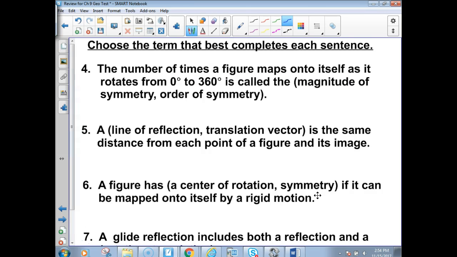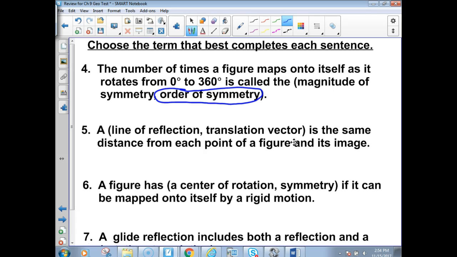Choose the term again that best completes each sentence. The number of times a figure maps onto itself as it rotates from 0 to 360 is called the number of times is the order of symmetry. The size of the angle is called the magnitude.